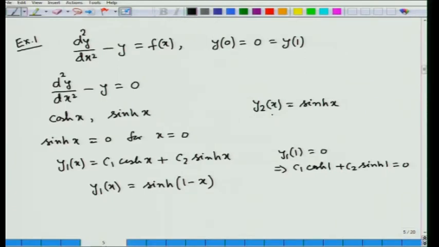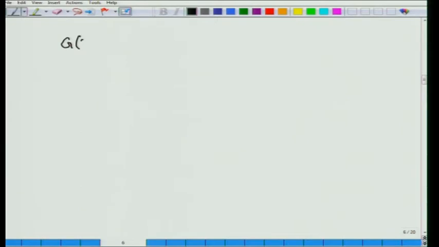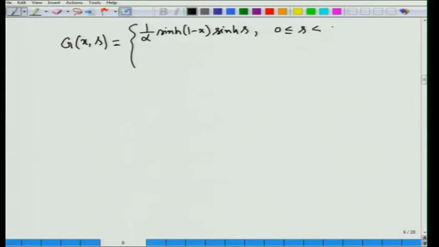So, now with this particular choice for y1(x) and y2(x), we can write the Green's function g(x,s) equal to 1 by alpha sinh(1 minus x) times sinh s, for 0 less than or equal to s less than x less than or equal to 1, and this is equal to 1 by alpha sinh x sinh(1 minus s) with 0 less than or equal to x less than s less than or equal to 1. So, this is the format.